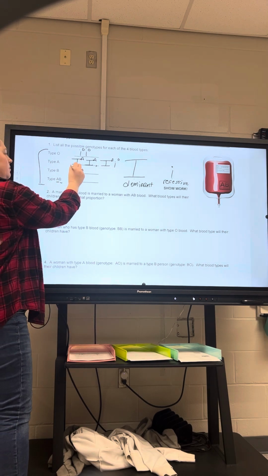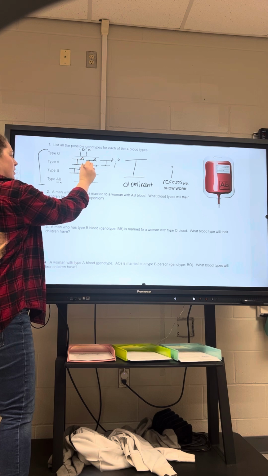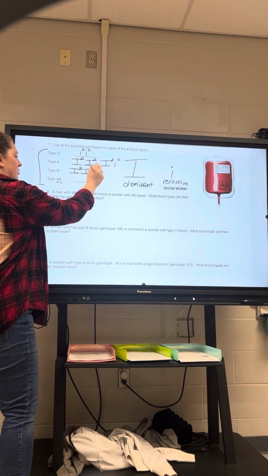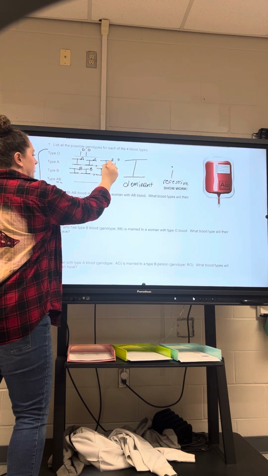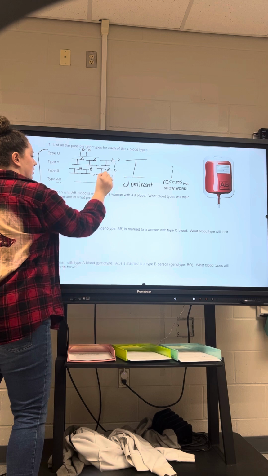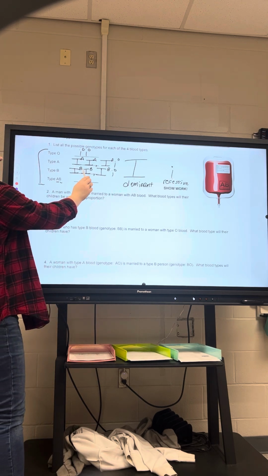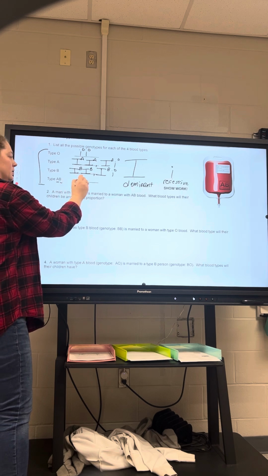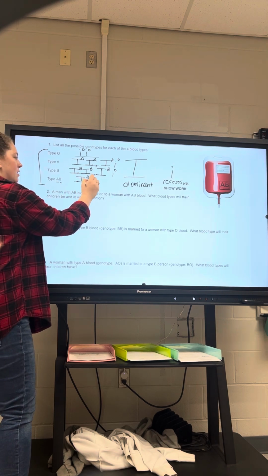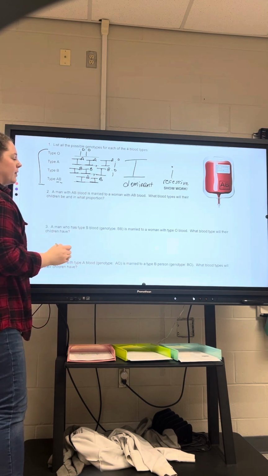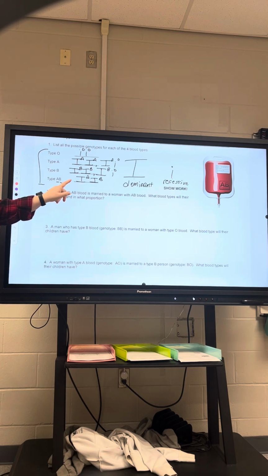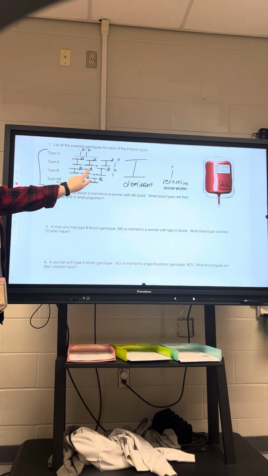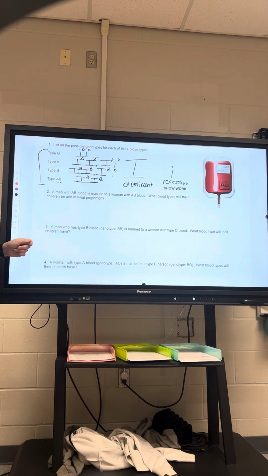Type B is the same: I B, I B, or I B, i O. So the homozygous way and the heterozygous way. And then type AB is just I A, I B. So the I shows whether it's dominant or recessive, and then the A or the B or the O shows what antigen is present.